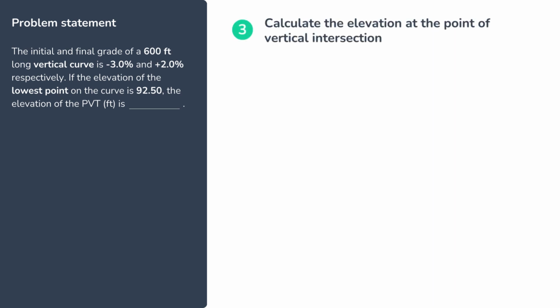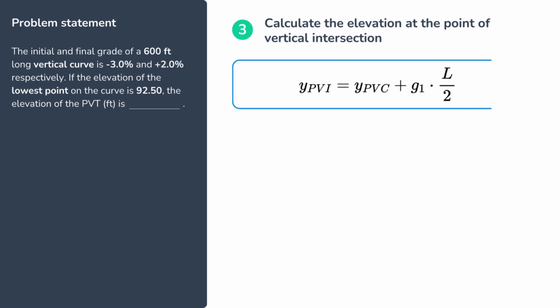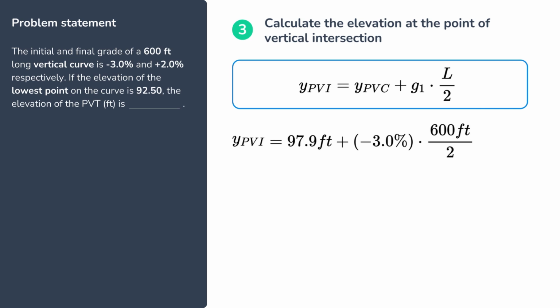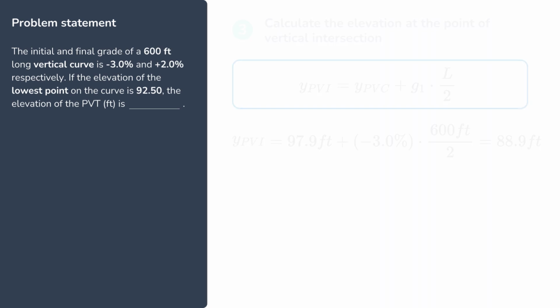Moving on to step 3, we calculate the elevation at the point of vertical intersection using this formula. Plugging in the values, we see that the elevation of PVI equals 88.9 feet.